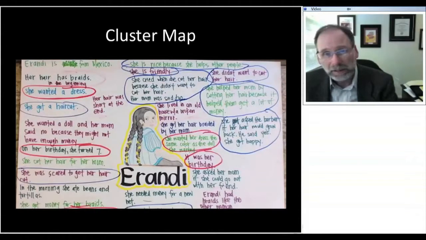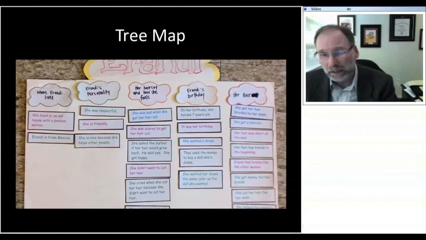It started back here with a discussion about a wonderful book, and then finding similar ideas, and then grouping those ideas on a tree map. Let's continue on.